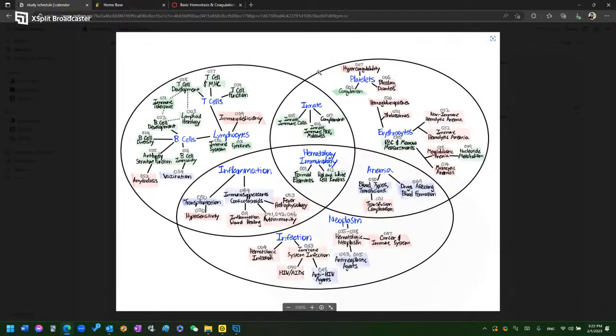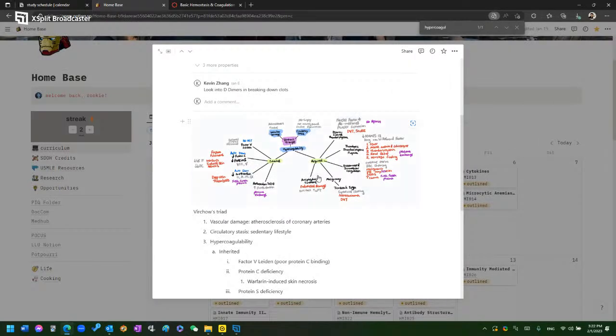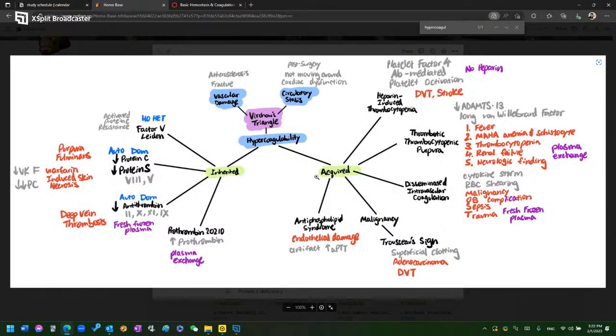Okay, now we're talking about coagulation problems when we have too much coagulation, called hypercoagulability. The thing about too much clotting, and clotting problems in general, is that there's a few different possible reasons. This is something we call Virchow's triangle, and these are the three big reasons that you can start clotting.